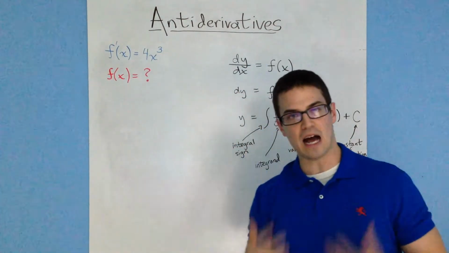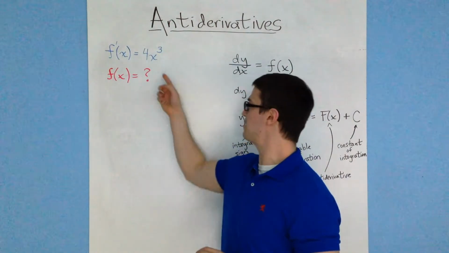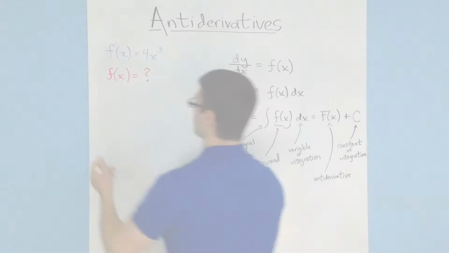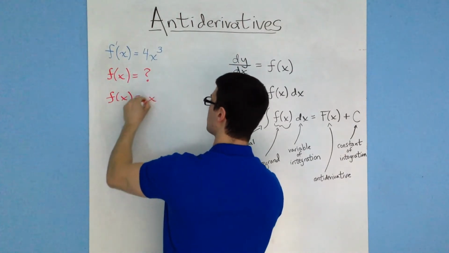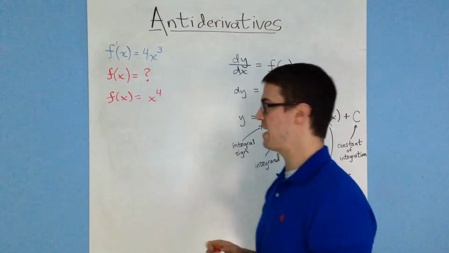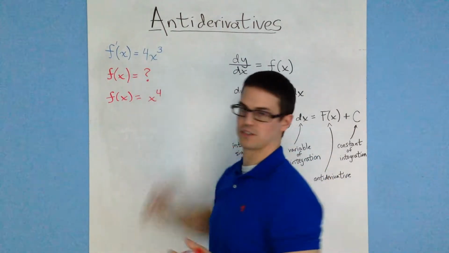And based on your knowledge and understanding of the power rule, you should be able to guess what that function is. And that function is basically going to be f of x equals x to the fourth, because the derivative of x to the fourth would be 4x to the third.